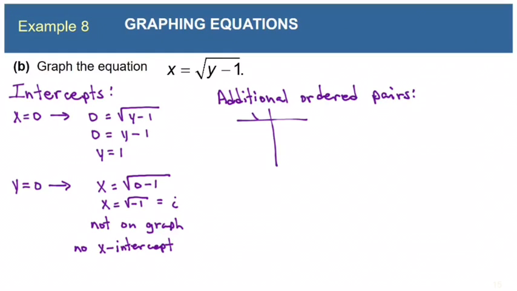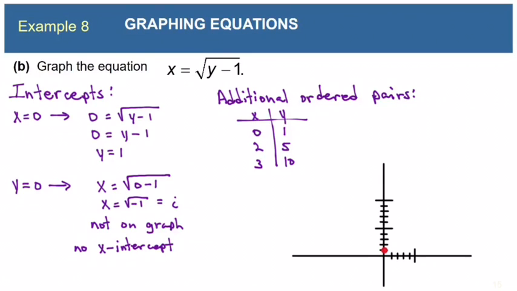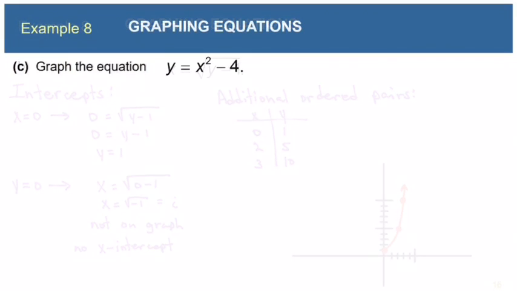Okay, now the additional ordered pairs we calculated on a previous slide, so I've just copied them here. And let's go ahead and plot our points. We have the y-intercept, which we found out was 0, 1. We know the graph is not going to cross the x-axis. And now let's plot these other ordered pairs. 2, 5 is here, and 3, 10 is here. And so it's going to kind of curve like that. And that's the graph we're looking for.